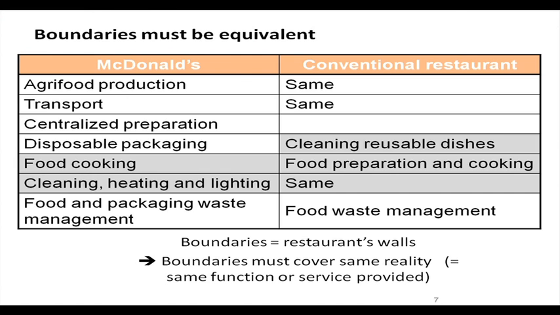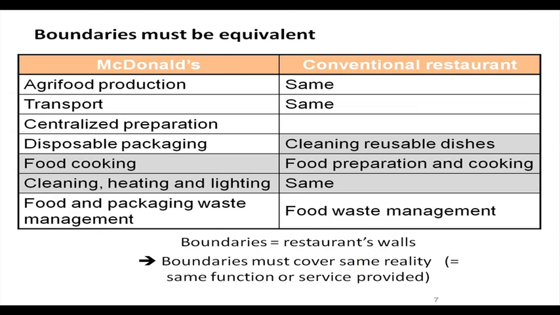But in the case of a conventional restaurant, there will be preparation being done. There is no centralized preparation. They will have the raw vegetables there and they will prepare right there, so they will produce those kinds of waste. So why are we talking about that? Because that waste will have an environmental impact.